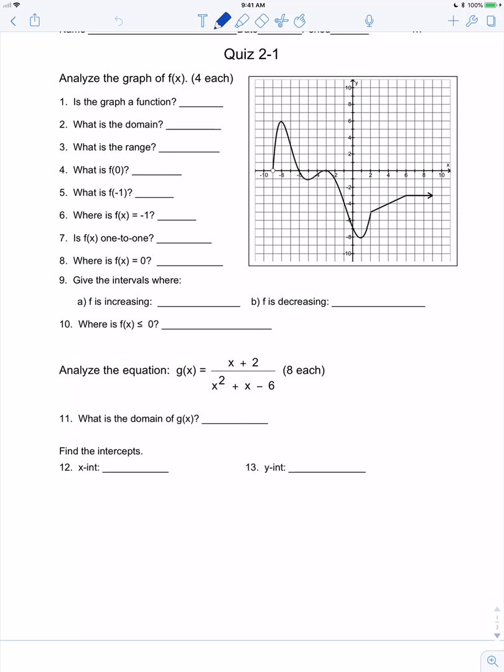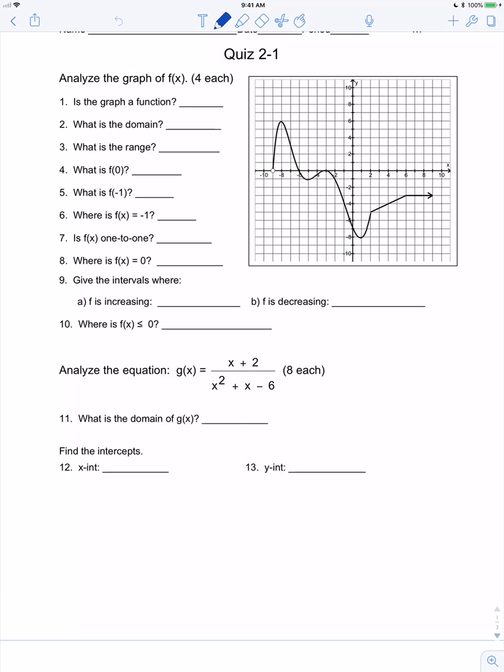Okay, we're going to do a review of functions. This is going to be part 1. We're going to analyze this graph, and then in part 2 we're going to do another thing. So you might want to watch both of those. Alright, so the first question here, looking at this graph, we're asking, is it a function?